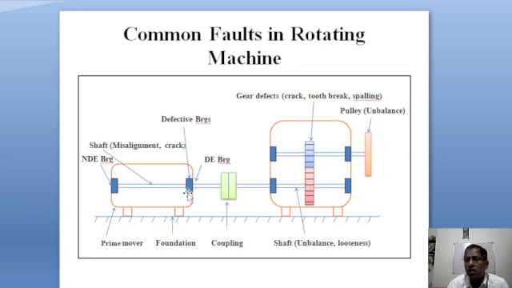Faults in rotating machines need to be arrested because at high RPM a small fault is aggravated to a large extent within a short period of time, and that is why these faults sometimes become very fatal.